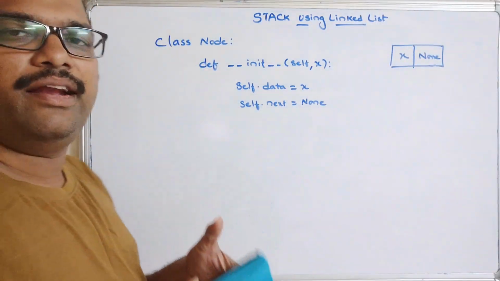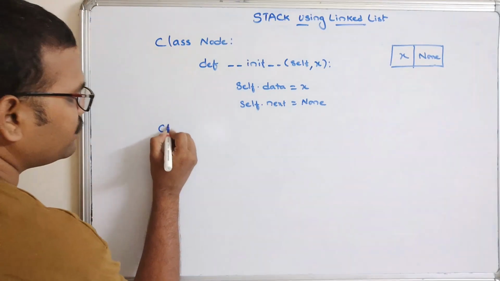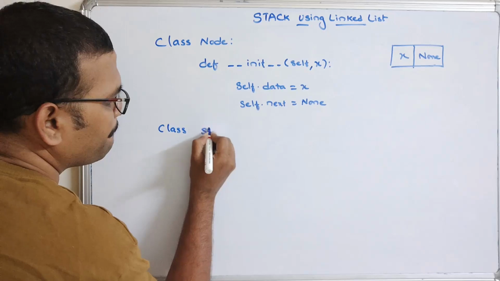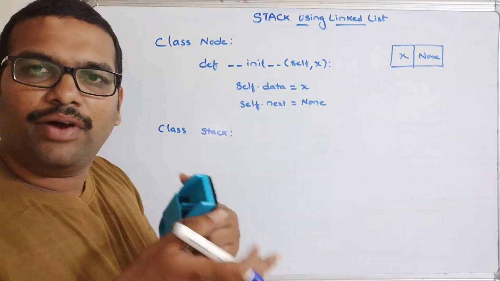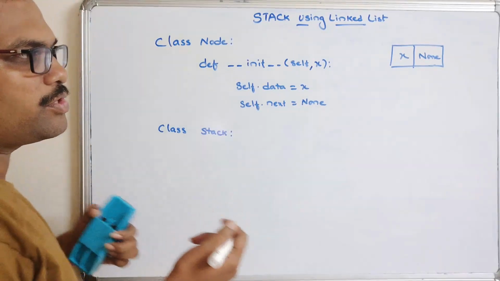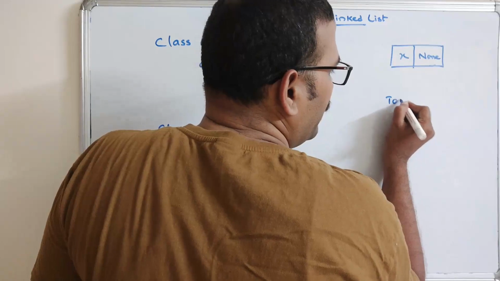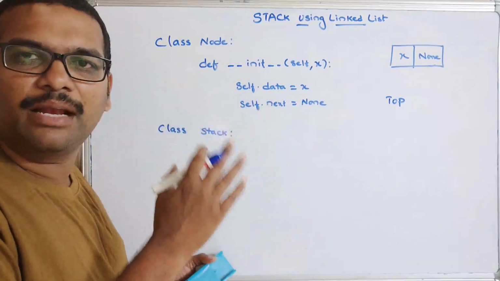After that, we need to create a class for stack, right? So here, what are the default values, what are the initialized values? That is nothing but top, right? In a stack, there will be a top which points towards the first node, that means the first element.